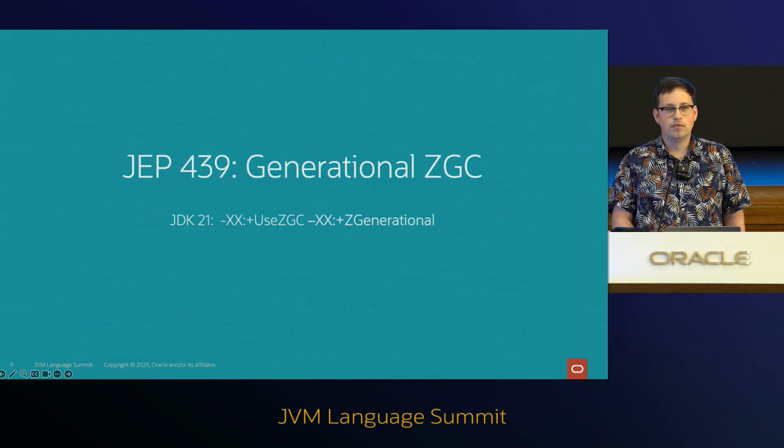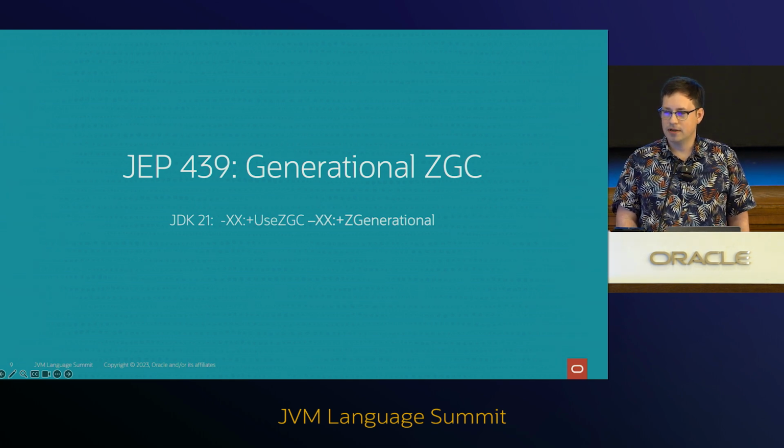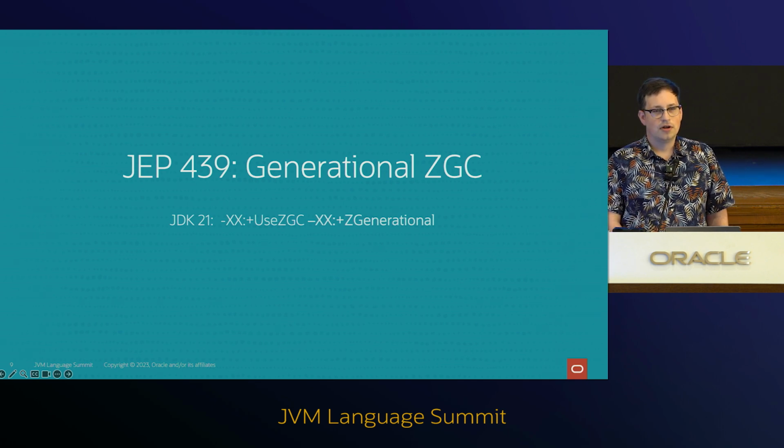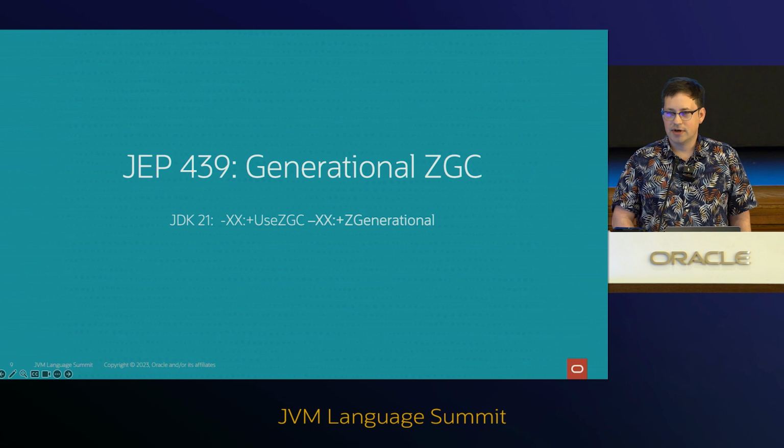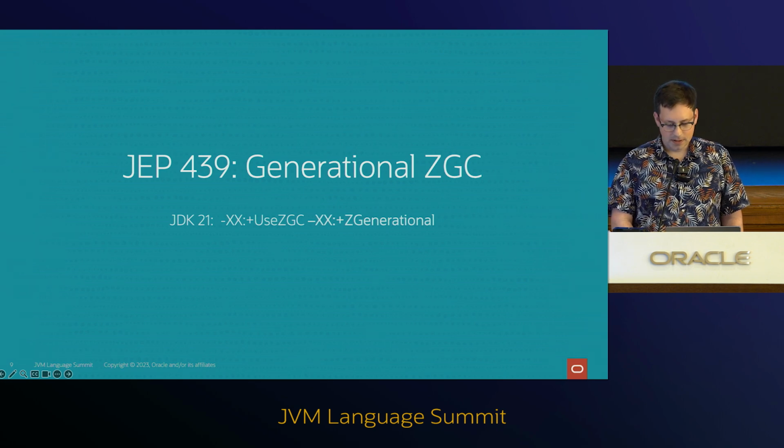And that is indeed what we've spent the last couple of years figuring out with JEP 439, generational ZGC. This is a new feature available in JDK 21. You can turn it on with the -XX:+UseZGC and -XX:+ZGenerational flags. You should try it out.